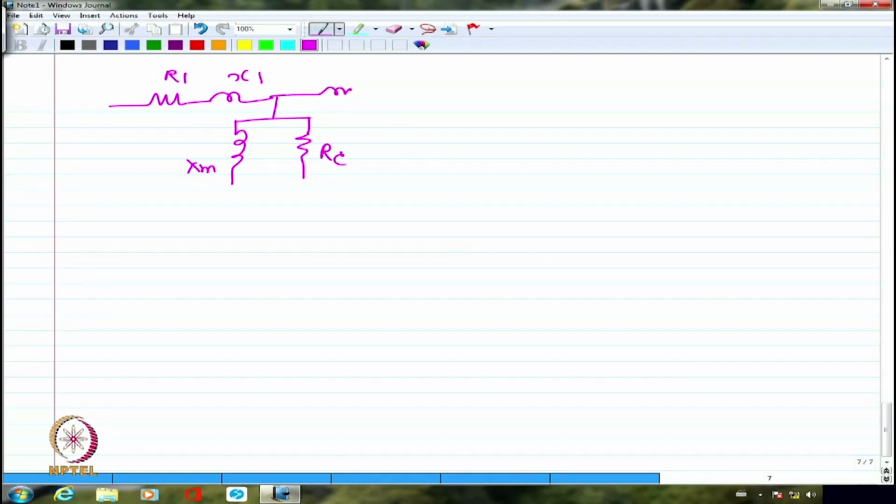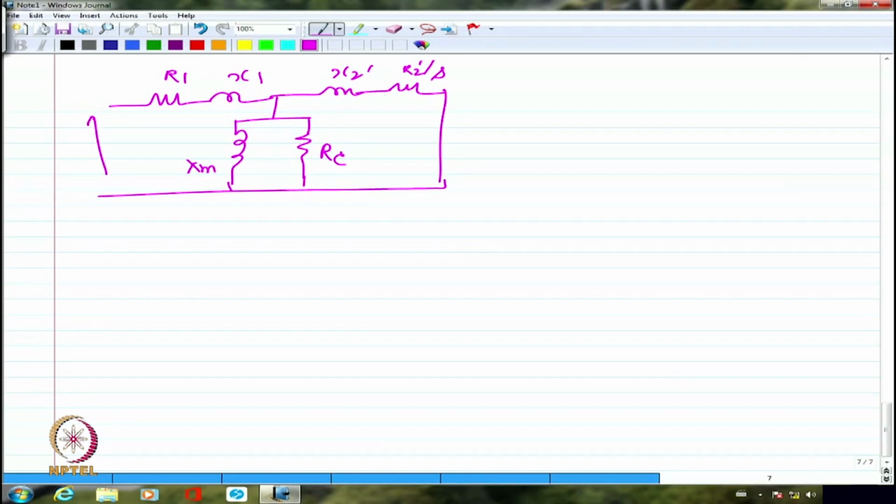I have R2 dash, this is X2 dash, this is R2 dash by S. Right? This is done. What I am applying is V1. For now, let me forget about this component, although this should not be neglected. I agree it should not be neglected because I am having a good amount of reluctance in the induction motor.